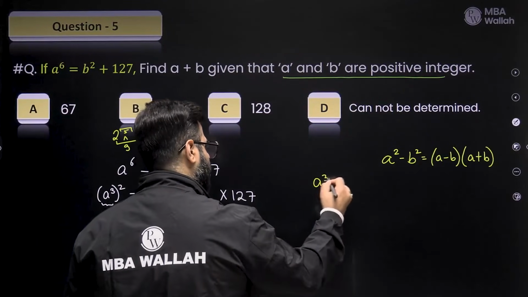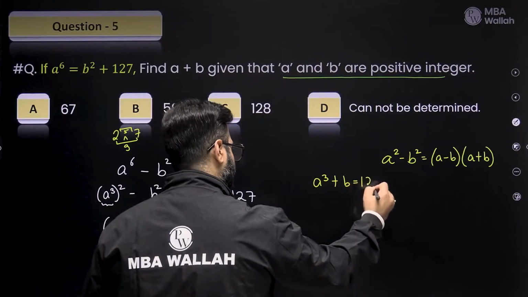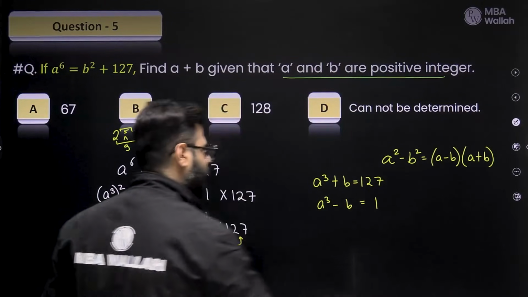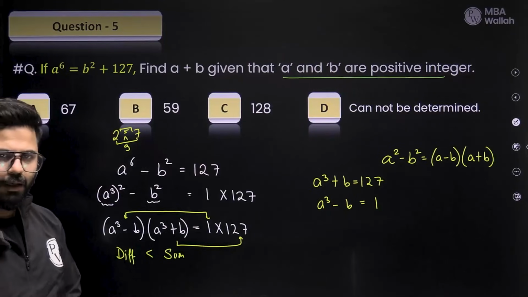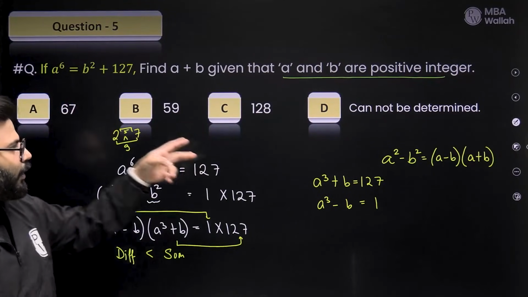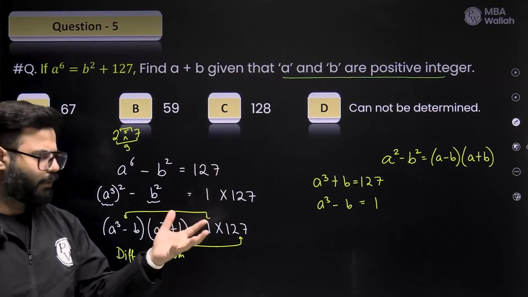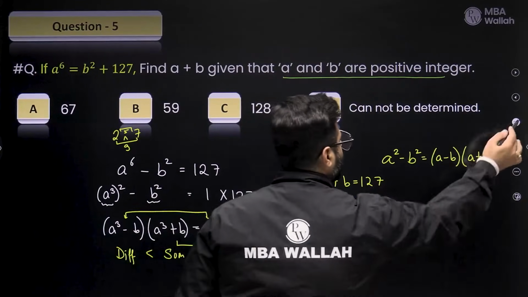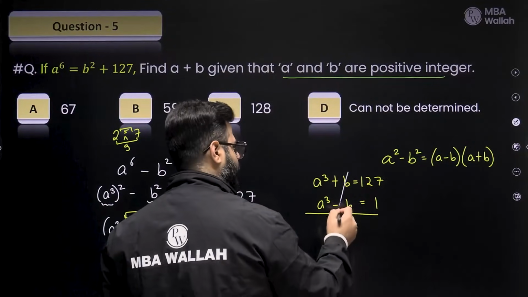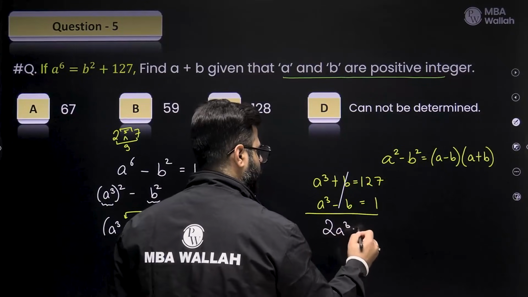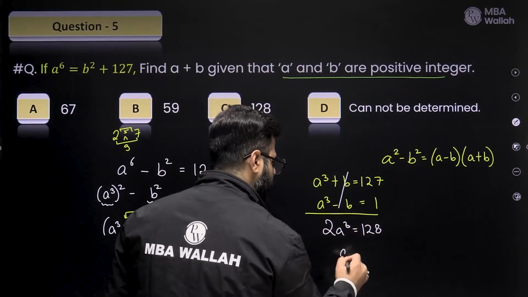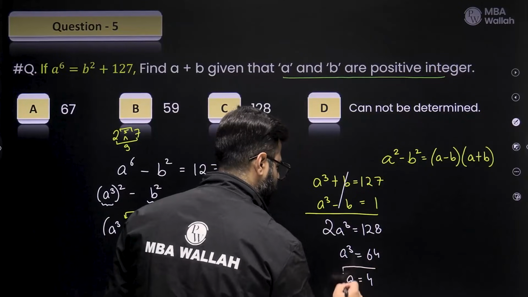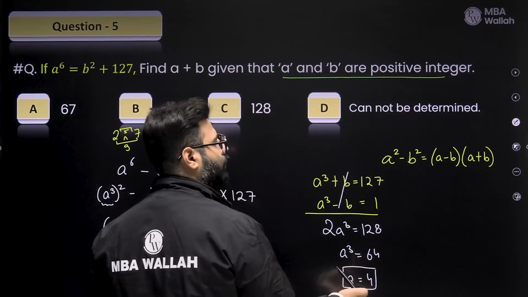And suddenly what do I have? a cube plus b is 127, and a cube minus b is 1. Isn't it beautiful? Suddenly from the one equation, I have two equations now, and now I know how to solve it. Isn't it simple? Elimination method, already the equations are set. If I add them up, I get 2a cube equals 128. a cube is 64 and a eventually 4. 4 cube is 64. Yeah.